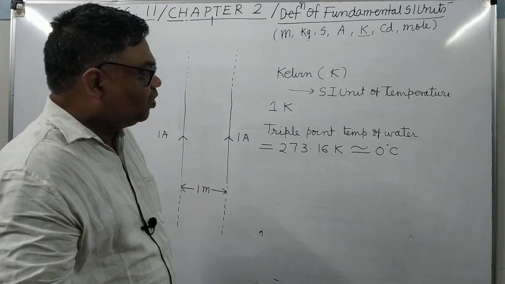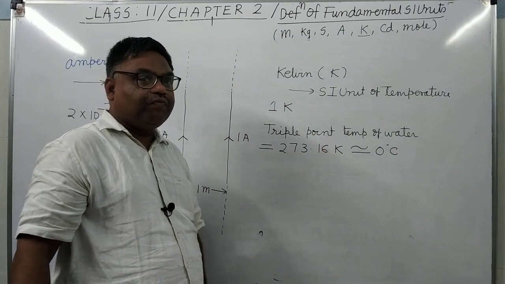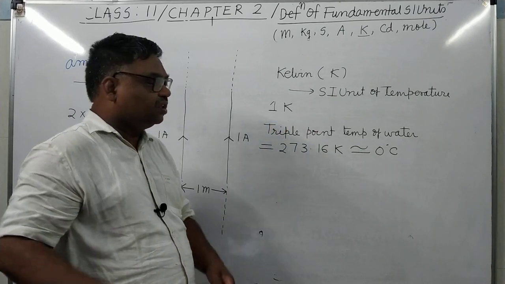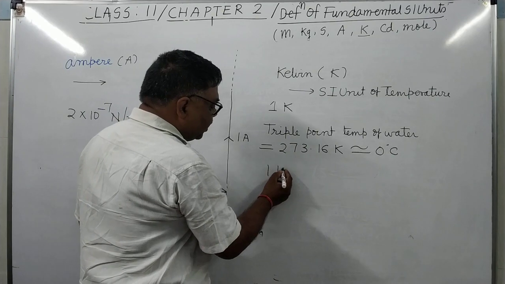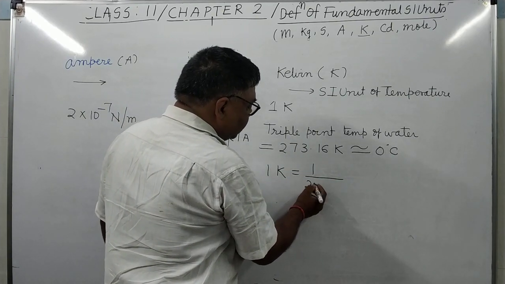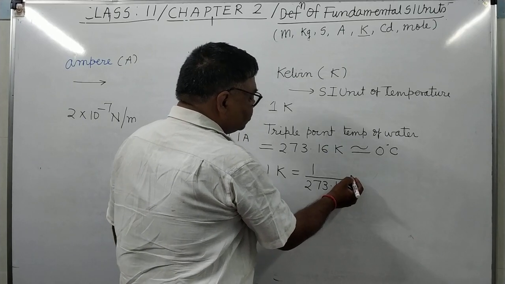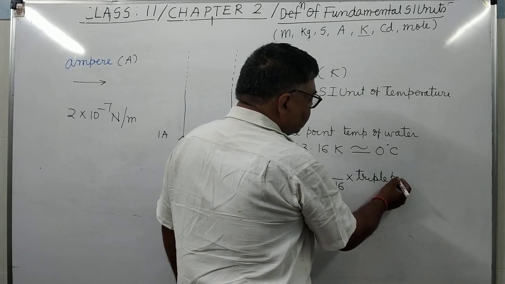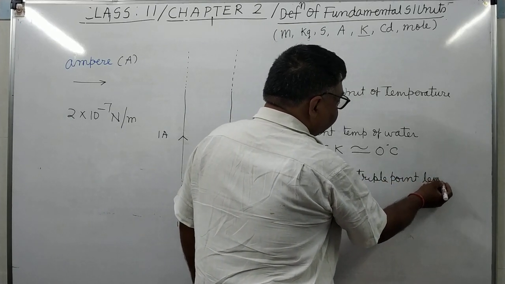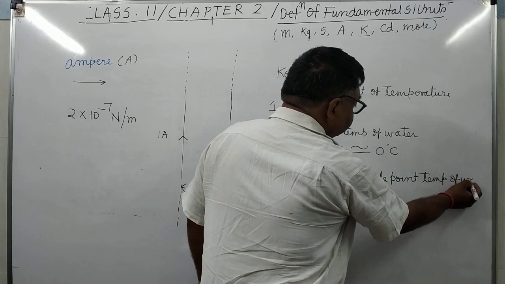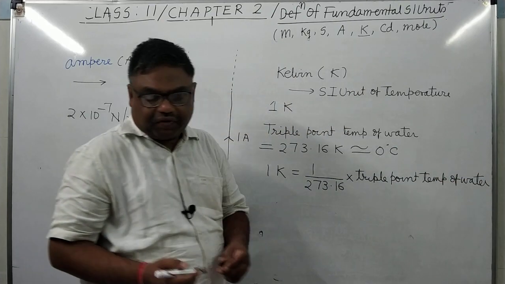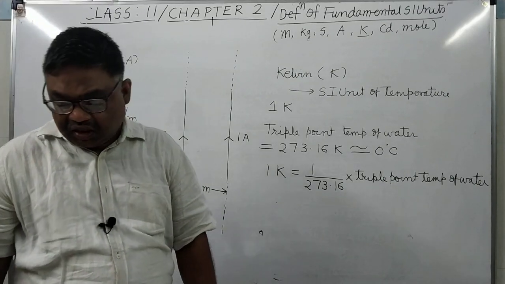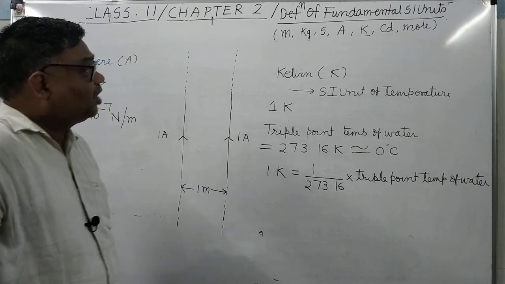It is clear that the triple point temperature of water is that temperature at which water exists in all three states. 1 Kelvin has been defined as 1/273.16 times the triple point temperature of water. And this definition was given in which year? That I am seeing from the book here. It was given in 1967.